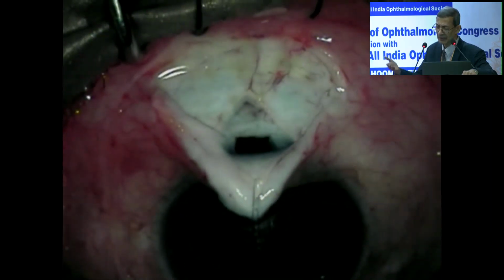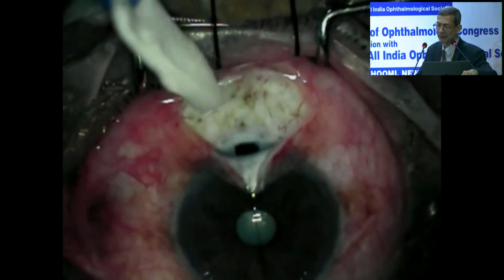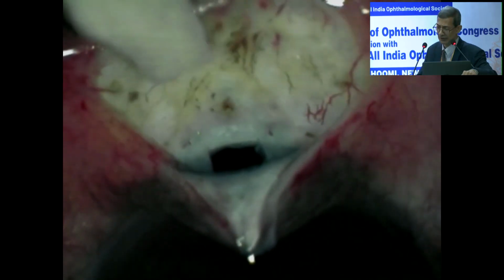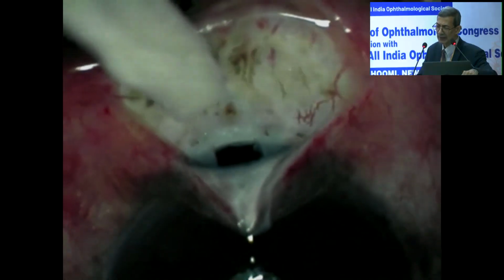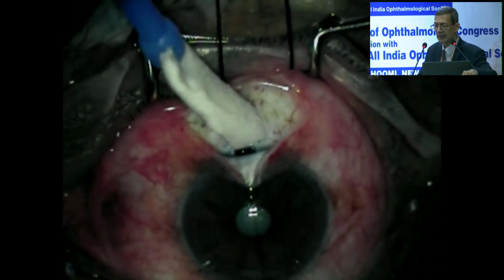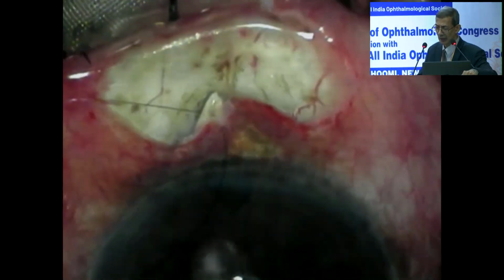You can see the ocular pulse here. At this point of time, under higher magnification, you can see 2-3 ciliary processes. And that's the end of the trabeculectomy part and iridectomy part. And then the superficial scleral flap will be sutured back.